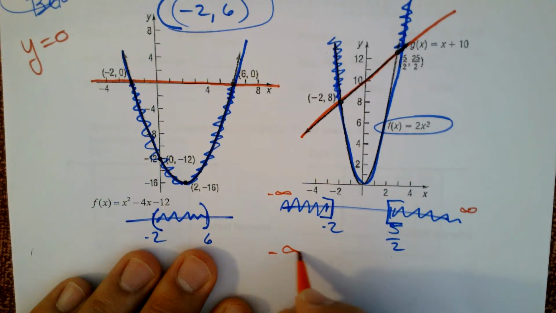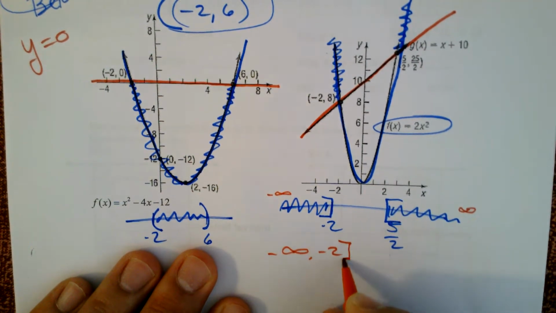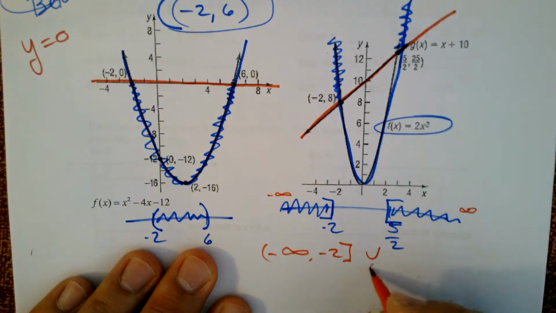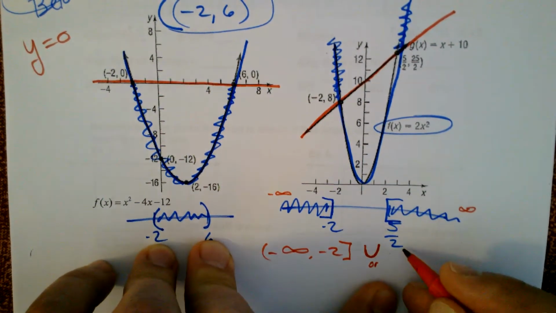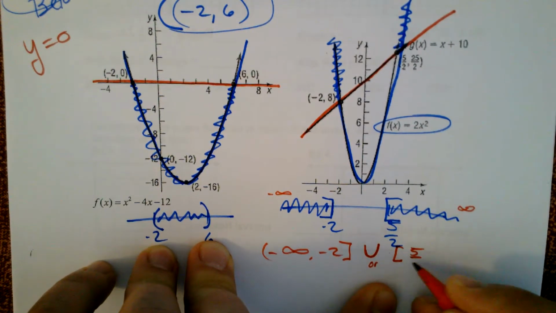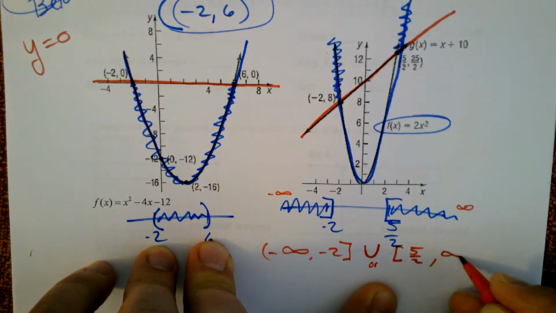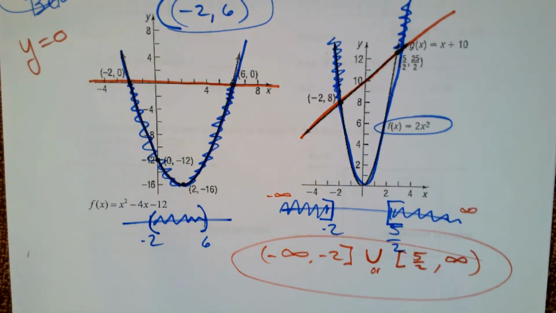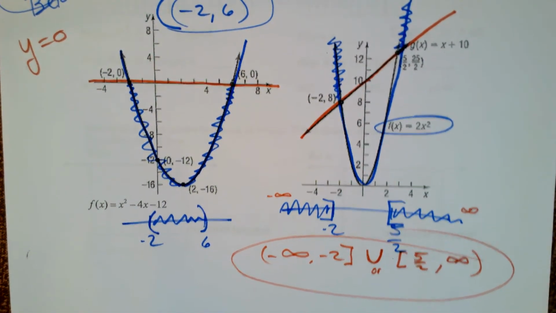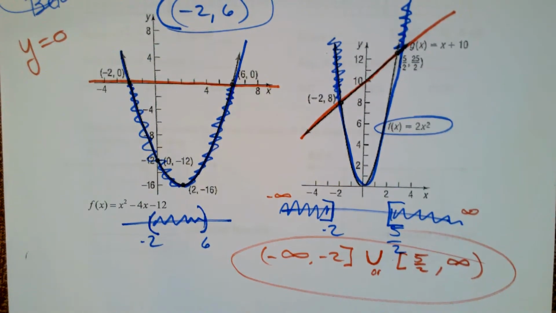So I would have negative infinity to -2 bracket. Union or, my math lab's going to probably want the U, this guy right here. And that'll be an option for you when you're doing interval notation. And then I have 5/2 to infinity. And that's it. That's what we're looking for in interval notation. Okay. Questions, y'all? That's not so bad.